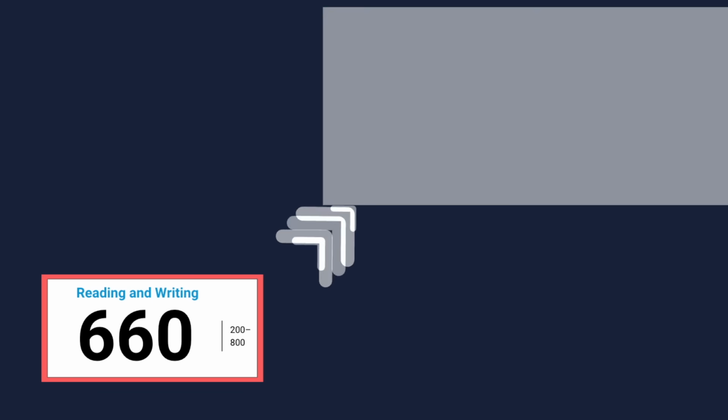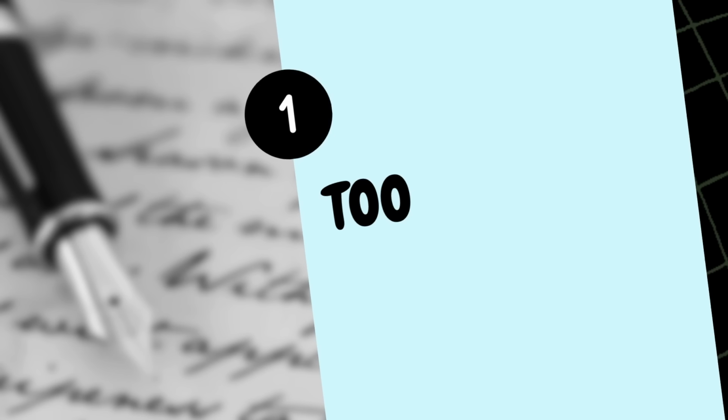If you can just learn to ignore these answers, it's going to save you time and boost your score up to 50 points in the English section. So in this video, I'm going to teach you 6 of the most common distractor answers to look out for, starting with number 1, too broad.